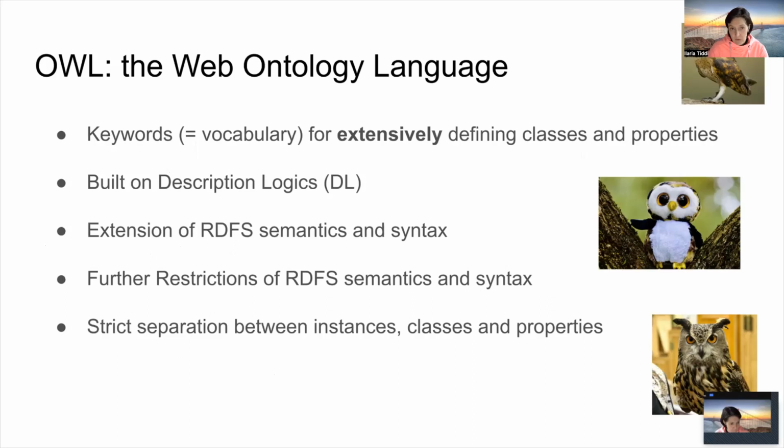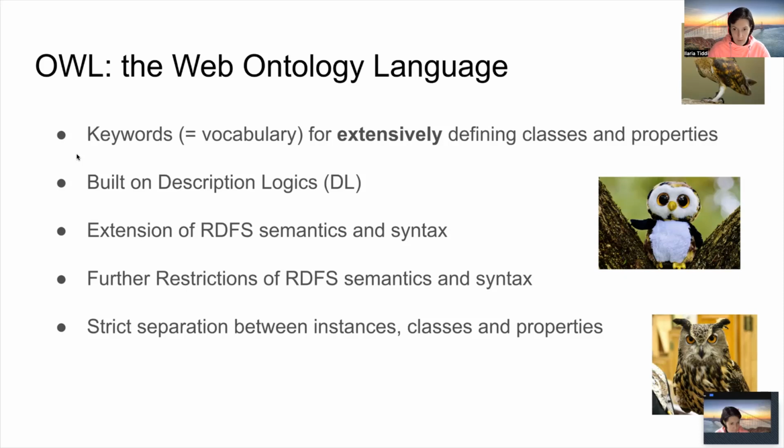So the solution to this problem is OWL, or Web Ontology Language. The owl as an animal has actually been adopted as the official mascot of the language. And this language is an extension of the RDF and RDFS language that we saw in the previous class. You can still intend OWL as a set of keywords. We say that a set of special keywords can be called the vocabulary that allows to extensively define classes and properties.